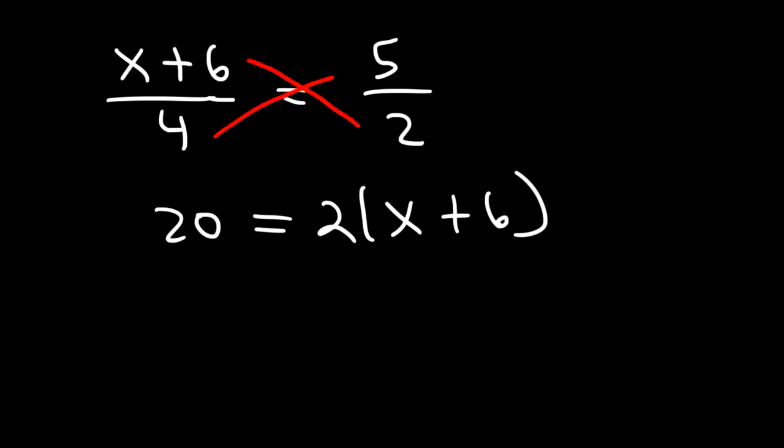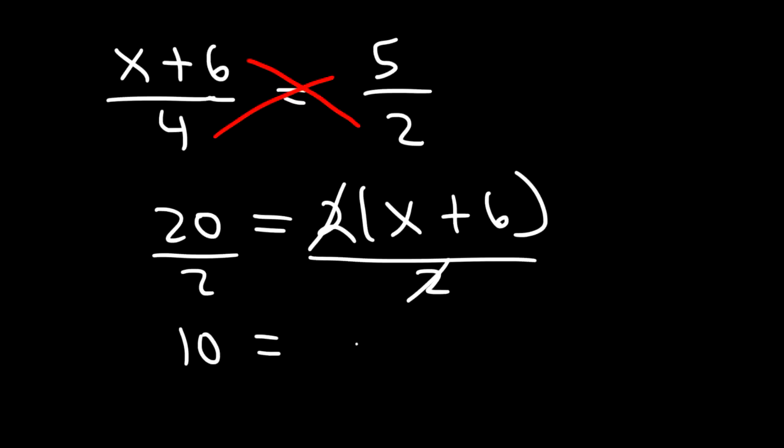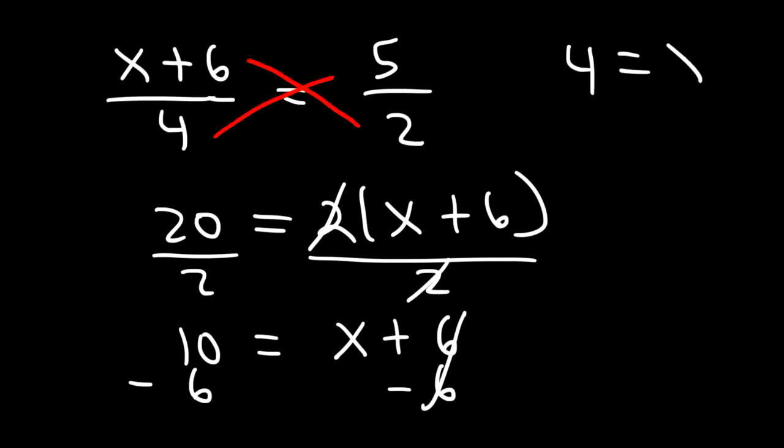Now at this point, we could distribute the 2 to the x plus 6, or we could divide both sides by 2. Both ways will lead to the same answer, but I'm going to divide both sides by 2. So these will cancel. On the left, 20 divided by 2 is 10. And so we have 10 is equal to x plus 6. And now the last thing we need to do is subtract both sides by 6. So 10 minus 6 is 4. Thus, x is equal to 4. And so that's it for that problem.